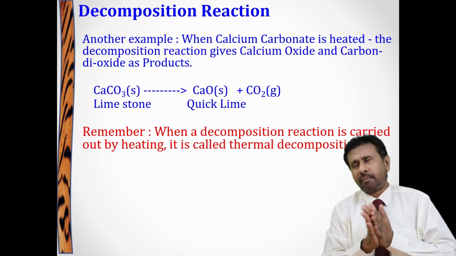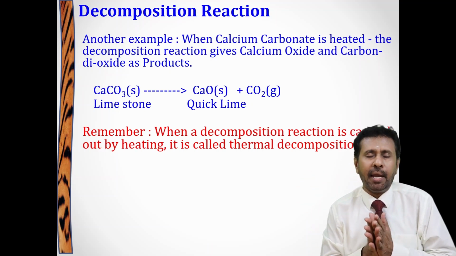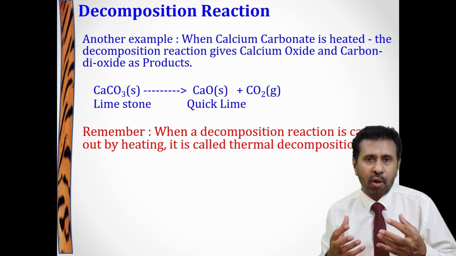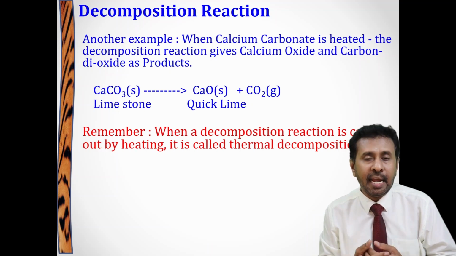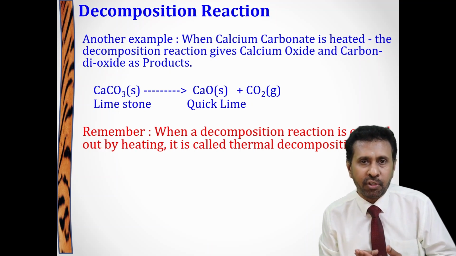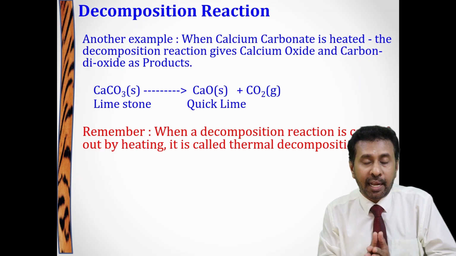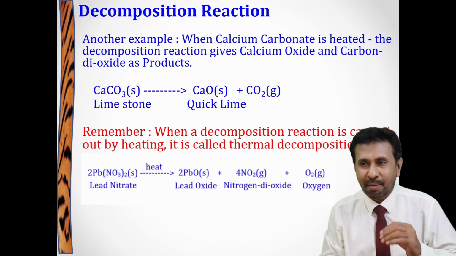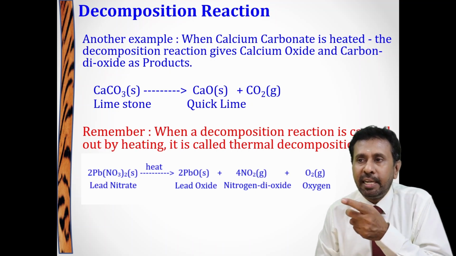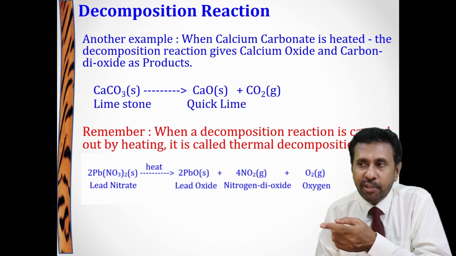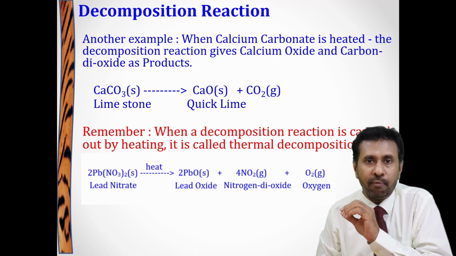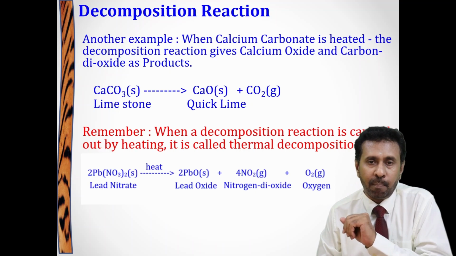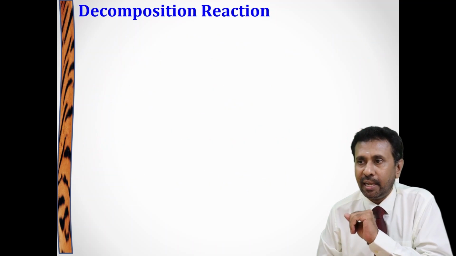Now see, decomposition can happen by heat. It can happen when we pass electricity through the aqueous solution of that particular compound, and that is called electrolytic decomposition. Or when it is exposed to sunlight, then it decomposes. That's called photo decomposition. So we are going to see some examples. Lead nitrate, when it is heated, gives lead oxide, nitrogen dioxide and oxygen. This is an example of thermal decomposition, because when you heat lead nitrate, you get to observe this reaction and these products.